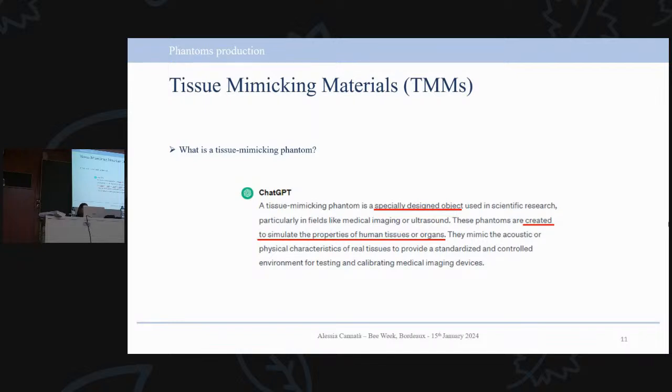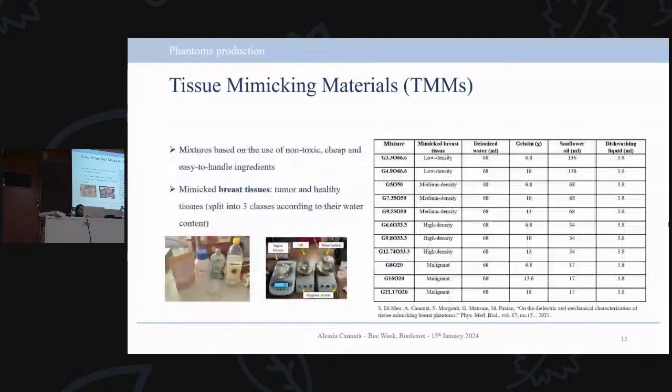In my case, at the very first stage of my project, I wanted my phantoms to mimic the dielectric properties of the breast tissues. So at the beginning, in my lab, I developed different mixtures based on the use of non-toxic, cheap, and very easy to handle ingredients, as you can see in the table: deionized water, gelatin, sunflower oil, and dishwashing liquid. You can find them at the store easily. And we wanted them to reproduce the dielectric properties, so the complex permittivity, of the human breast tissues, the malignant ones, but even the healthy ones.